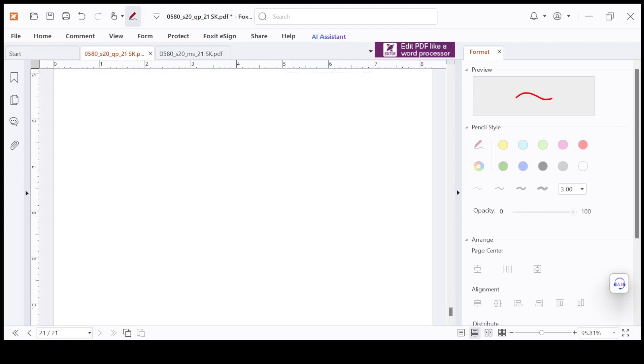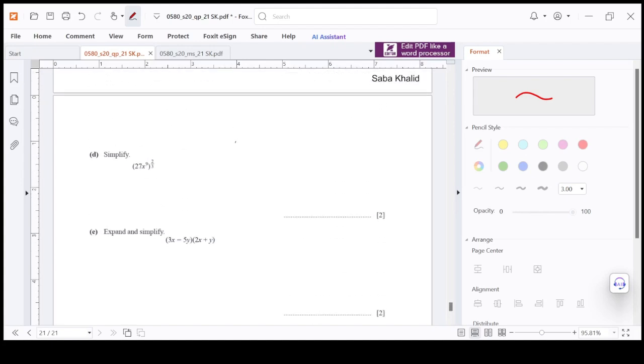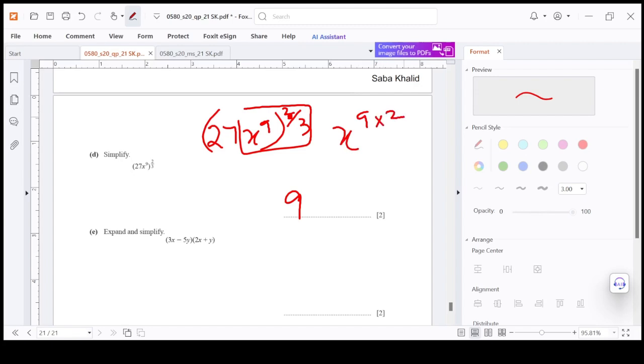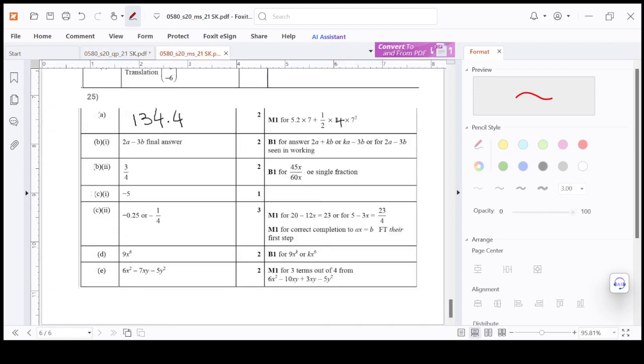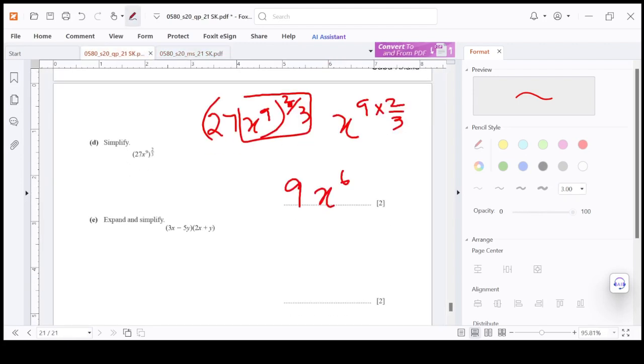Okay, almost about to finish. Simplify this. It's 27x^9 whole power 2 over 3. This means cube root of 27. Cube root of 27 is 3, and this means square of it. So 3 squared would be 9. Let me repeat that. First you cube root 27, that gives you a 3. Then you square the 3, you get a 9. With this one, you just multiply 9 times 2 over 3. That gives us a 6. So 9x^6 should be the answer, which it is.